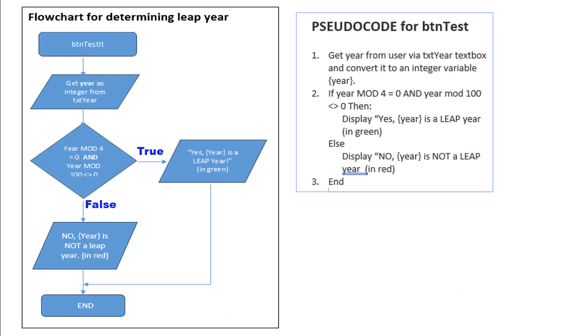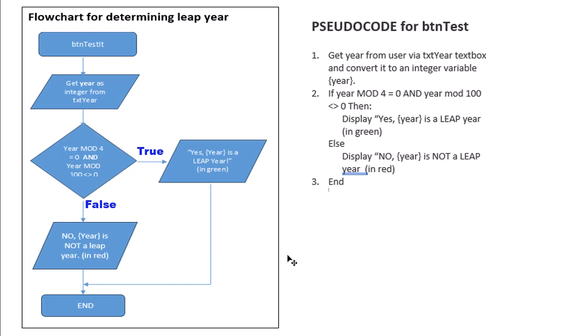Now, flowcharting is one way to do this. A lot of people like to use pseudocode. This is just writing out the steps in English. So we're going to get the year from the user via the txtYear text box and convert it to an integer variable. We're going to name that variable year. And if year mod 4 equals 0 and year mod 100 does not equal 0, then we're going to display the year in green as a leap year. Otherwise, else, we're going to display it as not a leap year, and we're going to show that in red. So two different ways to show the same thing. I prefer flowcharts, but a lot of times I do use pseudocode.